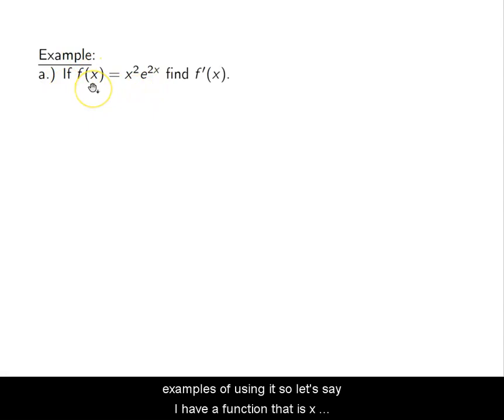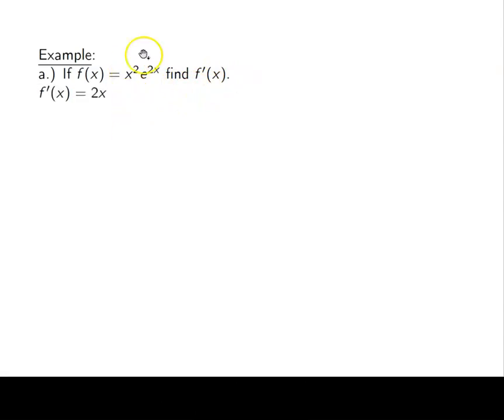So let's say I have a function that is x squared times e to the 2x, and I want to find the first derivative. So I have to use the product rule, which means I take the derivative of the first function, so x squared will turn into 2x. I leave the second function alone. I'll add to that me leaving the first function alone and taking the derivative of the second function, which I know is natural log of e squared times e to the 2x.